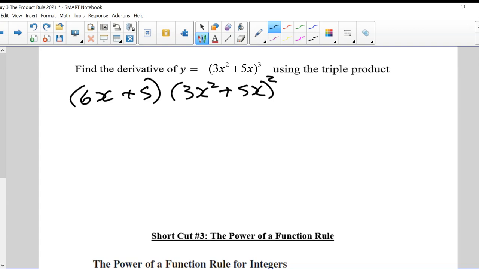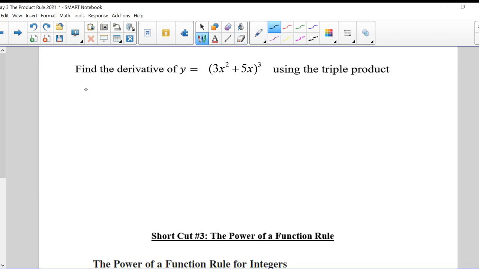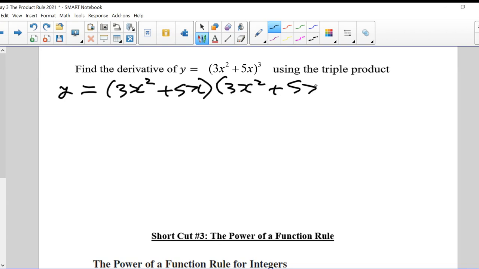Because remember, let's write it out, because I'm not sure that is very clear. Let me erase that. I want to make sure everybody's clear on what we're saying here. What I really have is this: my y is equal to 3x squared plus 5x times 3x squared plus 5x times 3x squared plus 5x. That's essentially what I have, right? Something cubed means I'm multiplying it by itself.